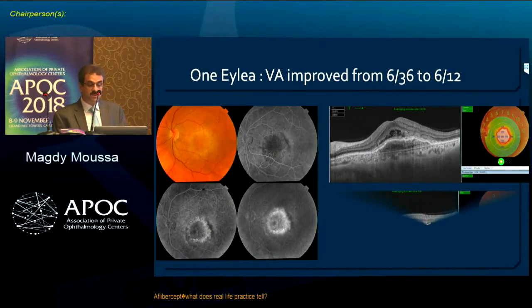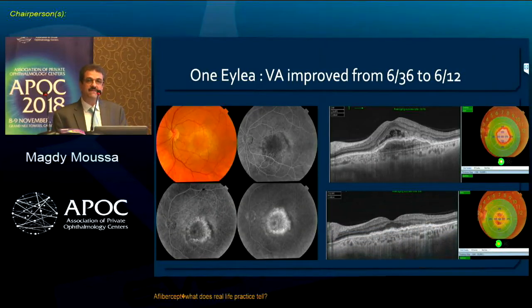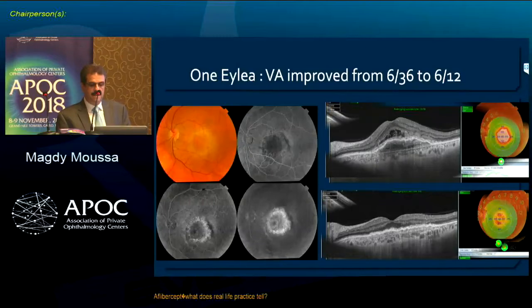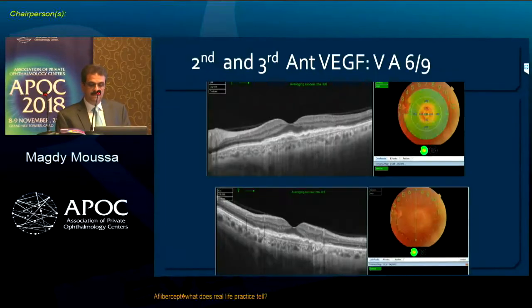And again, I was astonished because the first injection gave 6/12 vision. I was astonished because only one injection did this, but we all know this is a lifelong disease. We cannot tell the patient that this is the only treatment, one injection, go away and don't come back. I continued the injections until the patient was completely dry, and I gave him consecutive injections, second and third, and then I looked at him, he reached 6/9, with a completely dry macula.